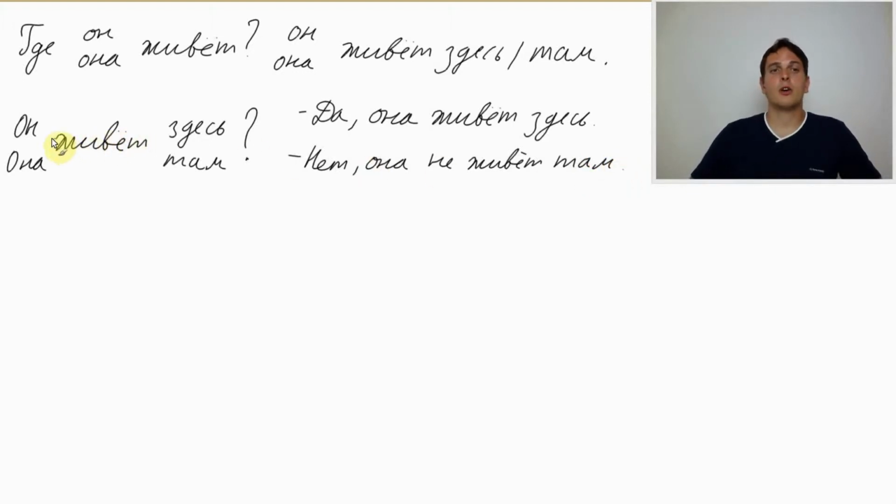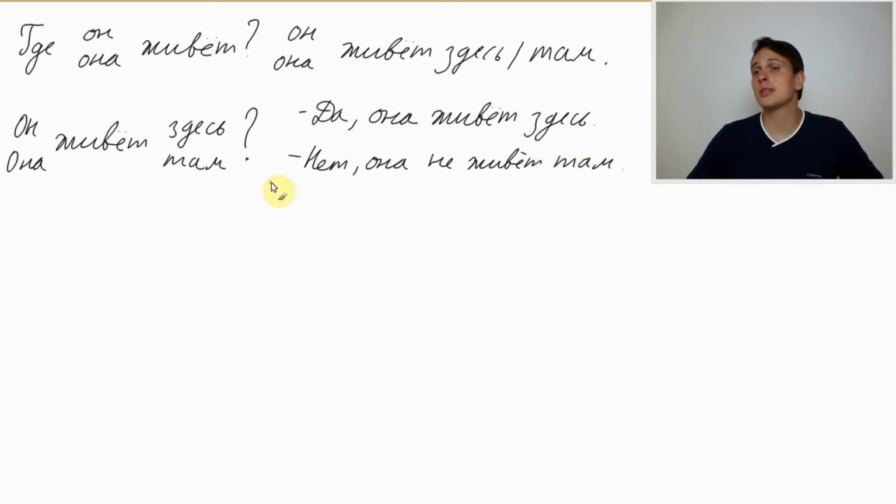So, он живет там. Is he living there? How would we answer? No, he is not living there. Нет, он не живет там. Он живет здесь. And well, we answered he is not living there, so he must live here. Да, он живет здесь. Write it down for yourself and try to work on this. It is an important concept.